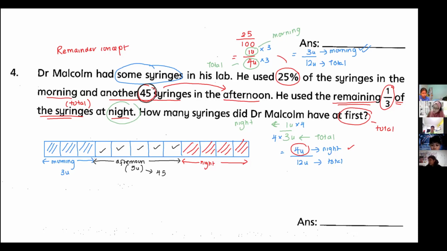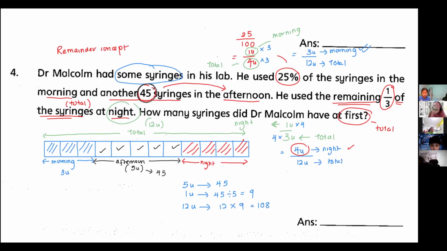So how many syringes did Dr. Malcolm have at first? I want to know everything, the total. The total is 12 units. Okay. So 5 units is 45. 1 unit is 45 divided by 5 equals 9. The 12 units is 12 times 9 equals 108. And that is the answer.